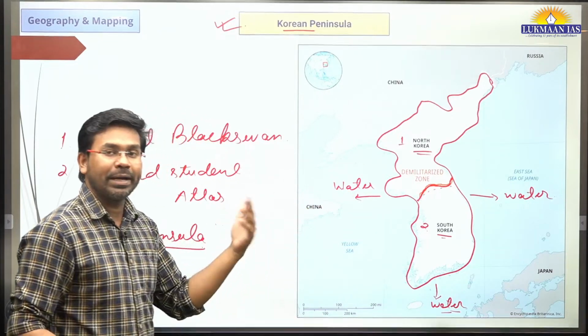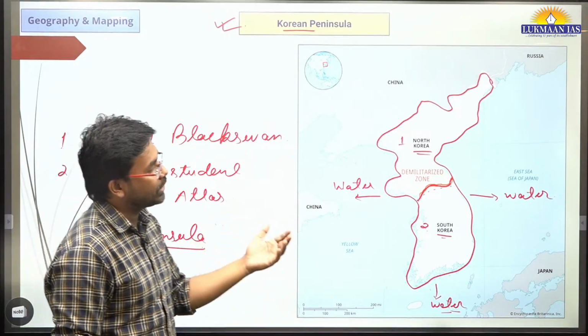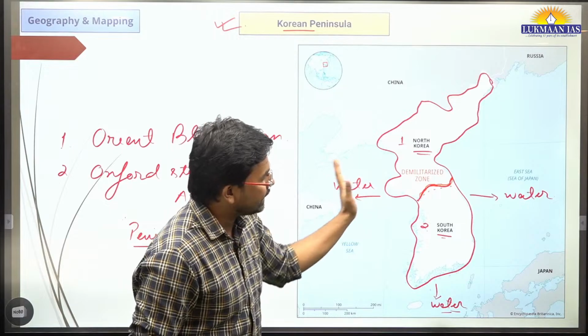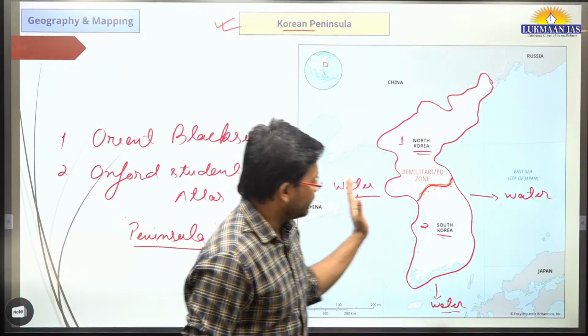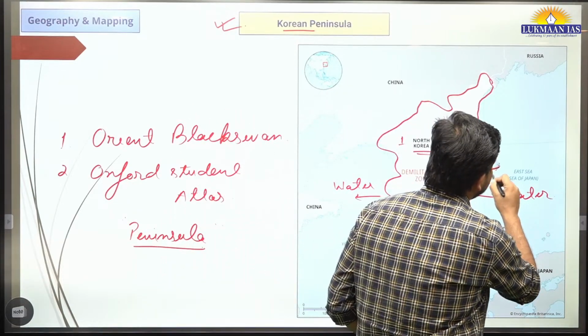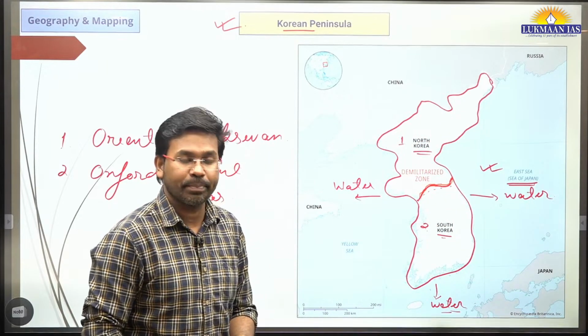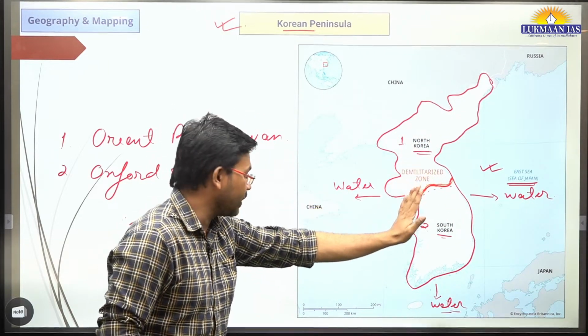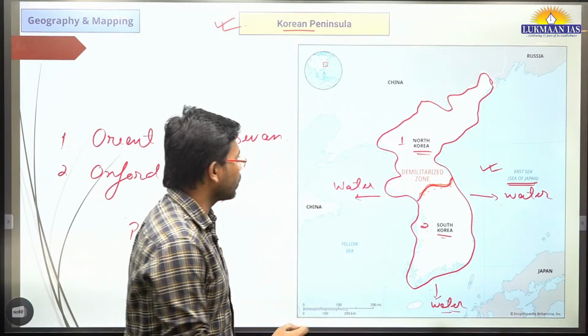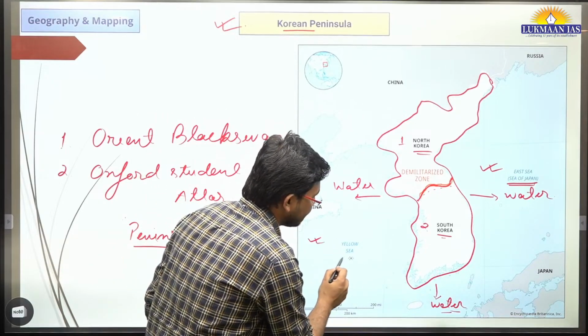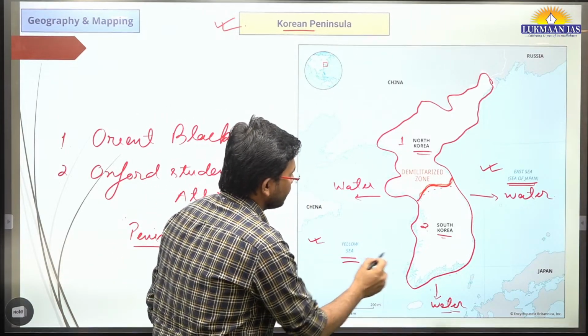Now apart from understanding this, we also need to understand that to the east of the Korean peninsula we have the East Sea. This East Sea is also known as the Sea of Japan. To the west of South Korea we have the Yellow Sea. So this is the thing.